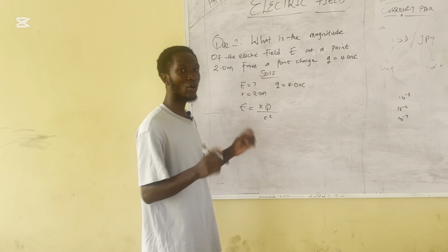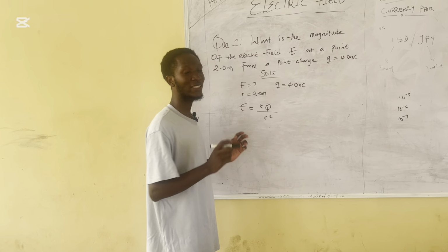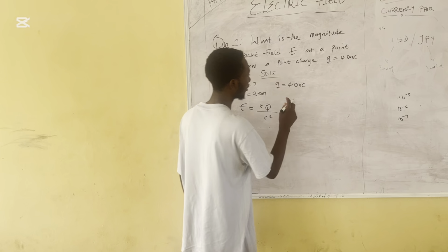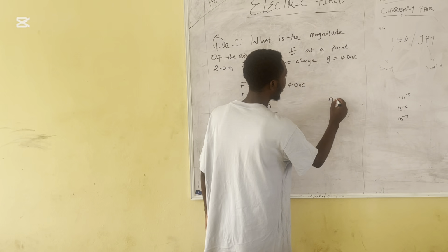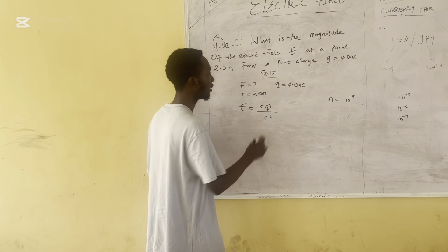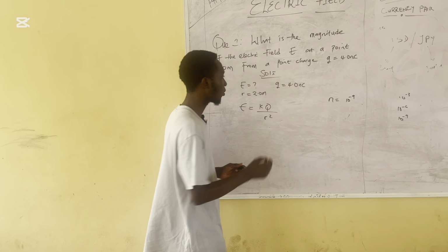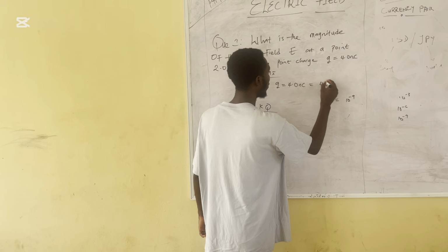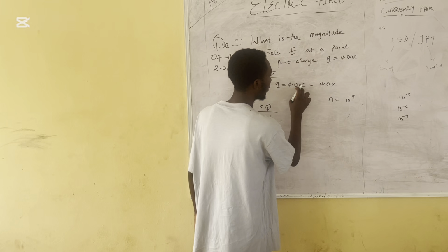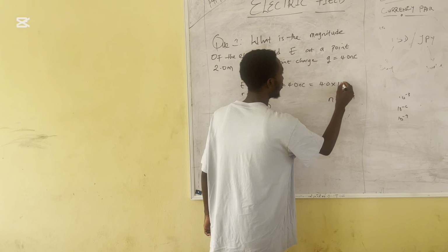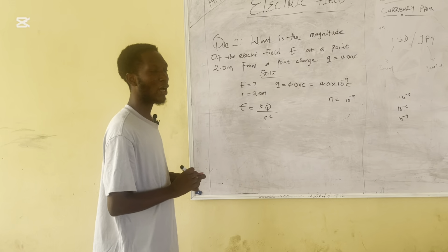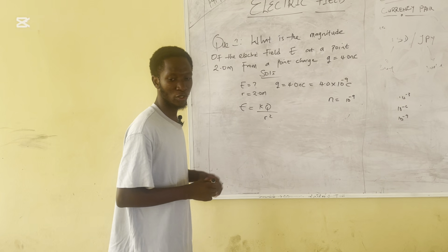Now, recall I told you in our first topic, electrostatics, that this n represents nano and it stands for 10 raised to power minus 9. Please don't forget this. So if you have to express this Q properly, it becomes 4.0 times 10 raised to power minus 9 coulomb. This is our Q.